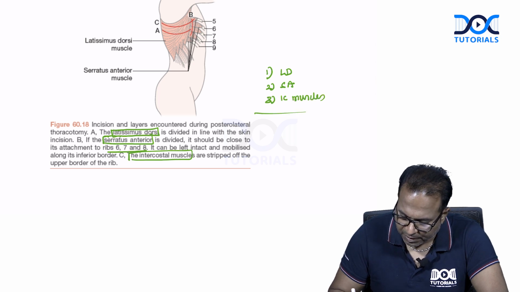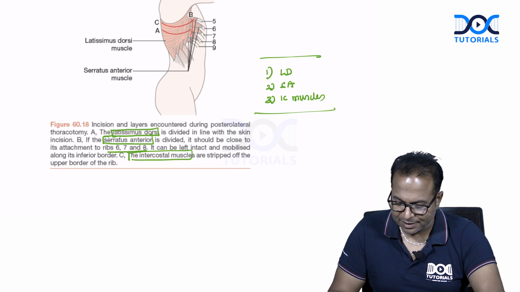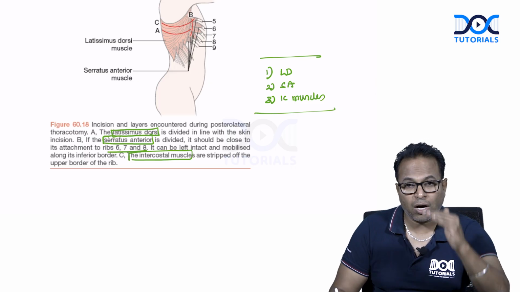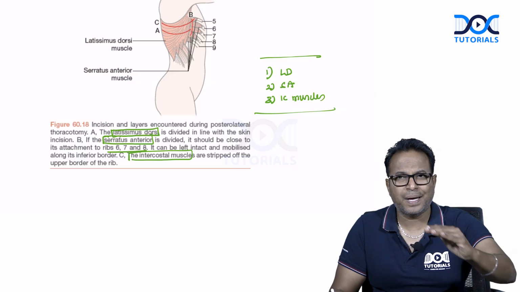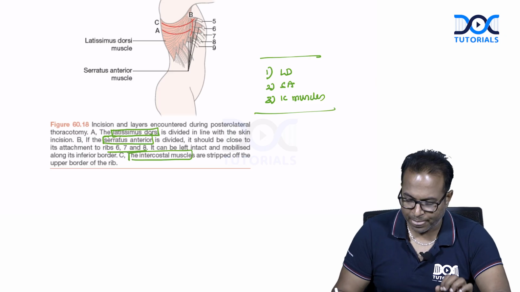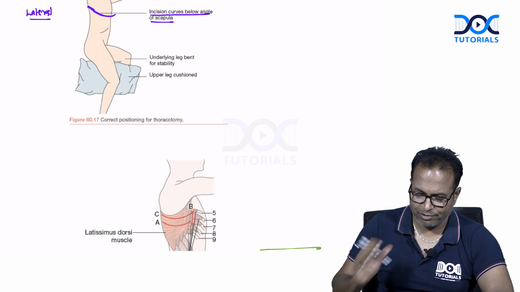In a thoracotomy, what are the muscles cut? Latissimus dorsi, serratus anterior, intercostal muscles. Three muscles are cut in order. First latissimus dorsi, then serratus anterior, then intercostal muscles are cut when you are doing a thoracotomy. So this posterolateral thoracotomy is done for elective cases.